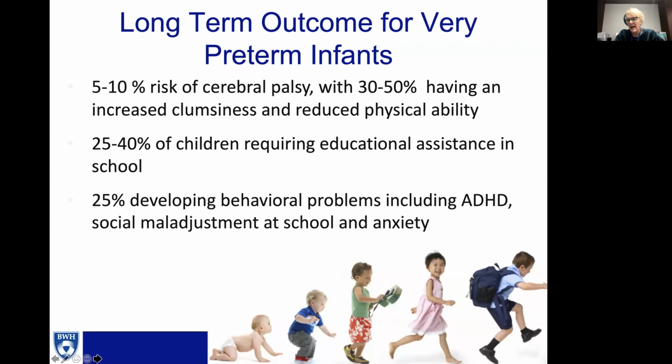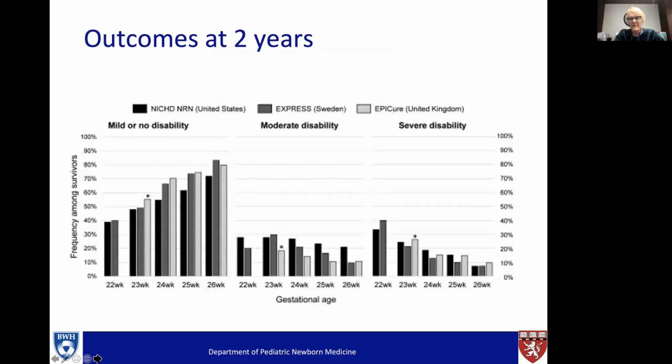1/4 to just under half of our preterms require educational assistance in school, and 1/4 develop behavioral problems, including ADHD, social maladjustment. Have our outcomes tended to be similar across different gestational ages and across different cohorts? And this was data that was published looking at American, Swedish, and United Kingdom outcomes in our very preterm infants across a broad range of gestational ages, as you can see here.